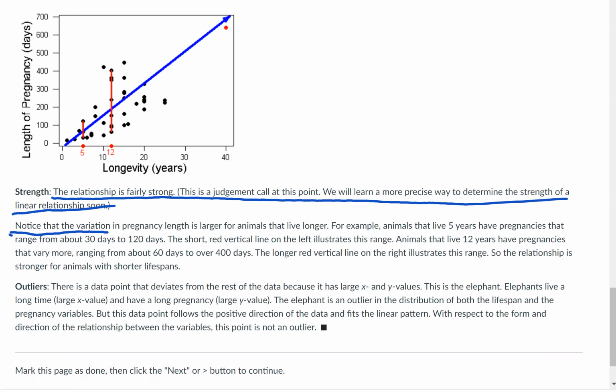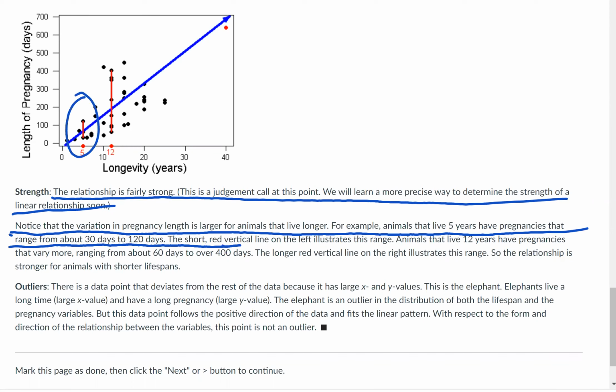But notice that the variation in pregnancy length is larger for animals that live longer. For example, animals that live 5 years have pregnancies that range from about 30 days to 120 days. The short red vertical line on the left illustrates this range. Animals that live 12 years have pregnancies that vary more. That's this larger vertical line.